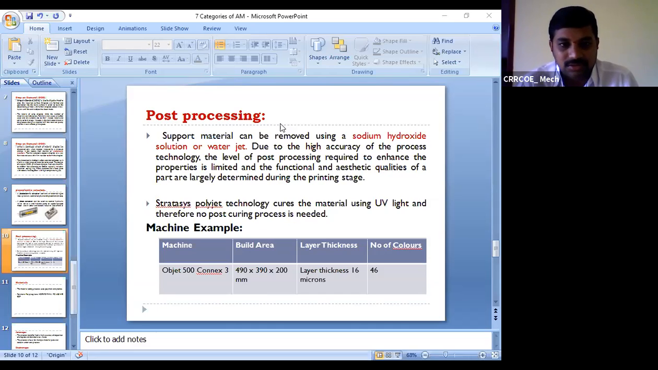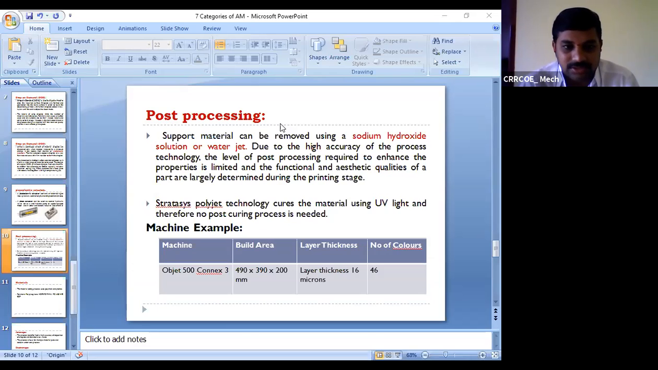And functional and aesthetic qualities. Aesthetic means beauty, or lavishness, other synonyms for aesthetic. Aesthetic means for a better look. Qualities of a part are largely determined during the printing stage.